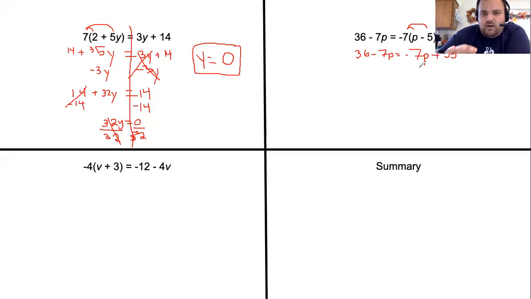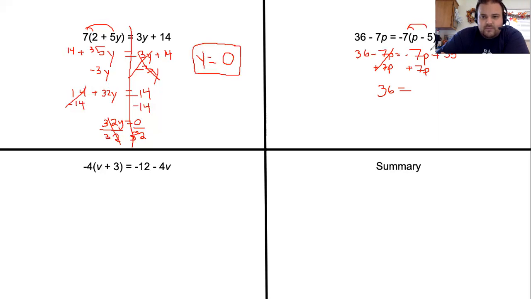Let's get all of our variables on one side. So let's get rid of this 7p. The inverse operation of minus 7p, or subtracting 7p, is to add 7p to both sides of the equation, which means this is going to cancel each other, right? We're left with 36 equals negative 7p plus 7p.